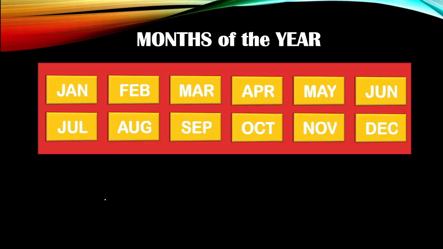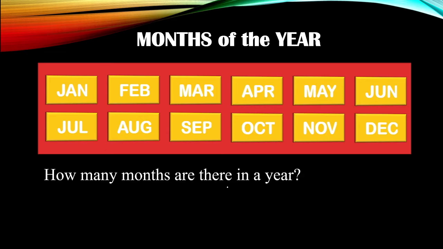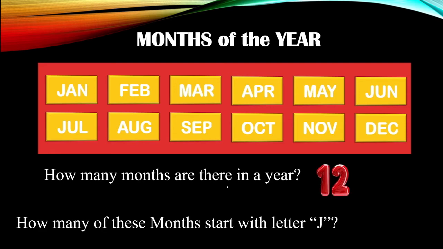So we have here the months of the year, from January up to December. How many months are there in a year? The answer is 12. How many of these months start with letter J? The answer is 3. Those are the months of January, June, and July.